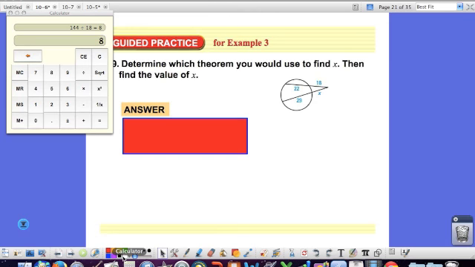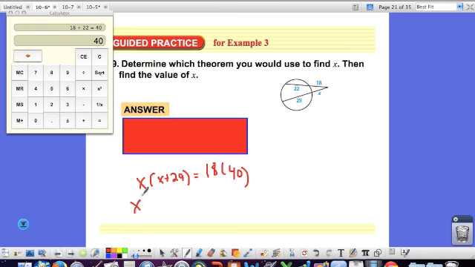And for the next problem, determine which theorem you would use to find x, then find the value of x. So these are two secants that have the same external endpoint, two secant segments. So taking the external length of the segment and multiplying it by the total length, x times x plus 29 is going to equal 18 times 18 plus 22. And 18 plus 22 is 40.